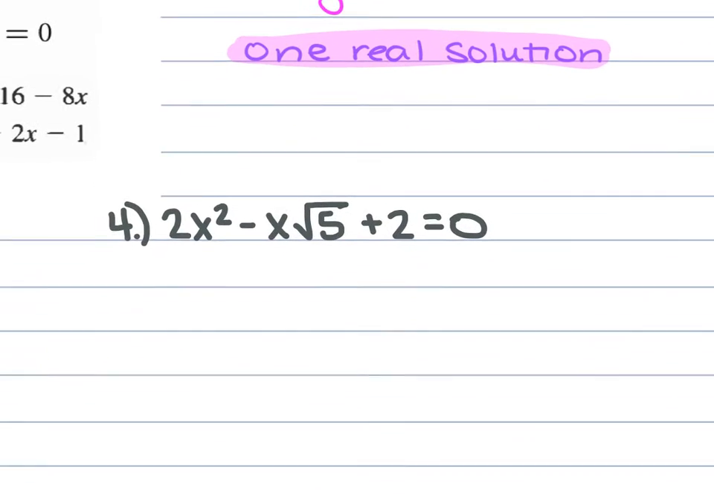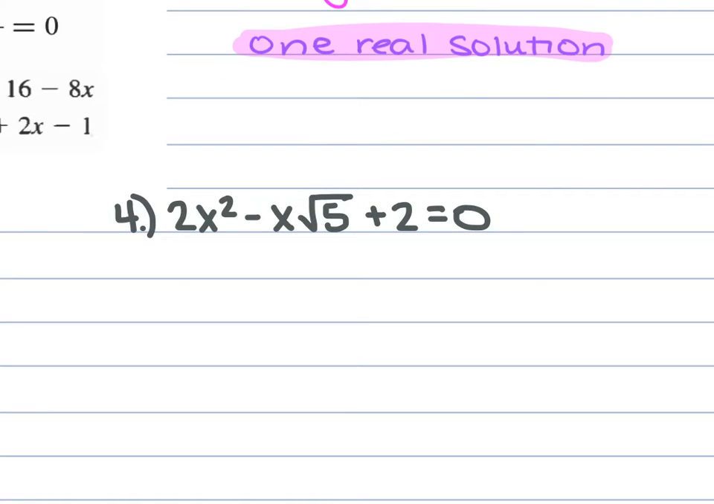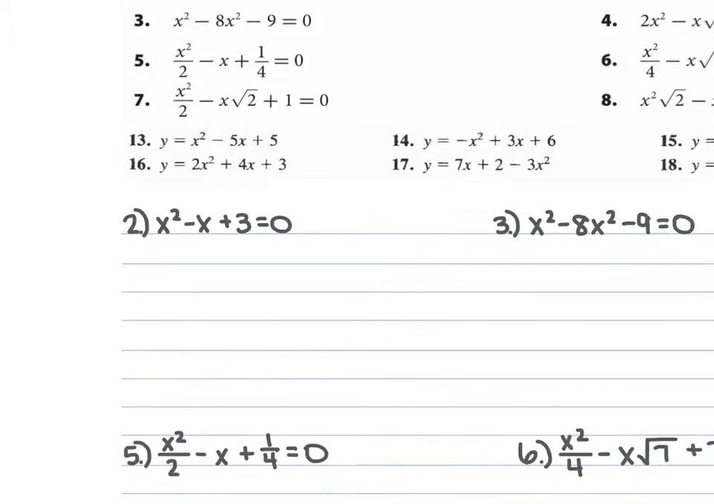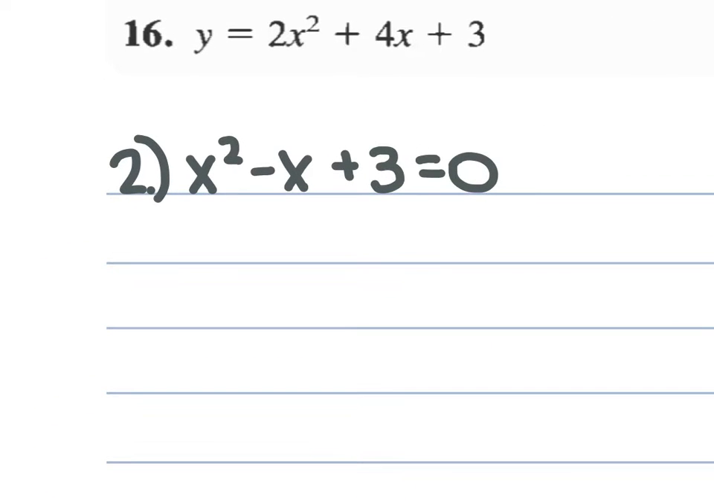For 2, we have 2x squared minus x square root 5 plus 2 is equal to 0. So our A, this is 4, I'm sorry. Let's move to 2, then we'll go to 4. All right, so this one's x squared minus x plus 3 is equal to 0.